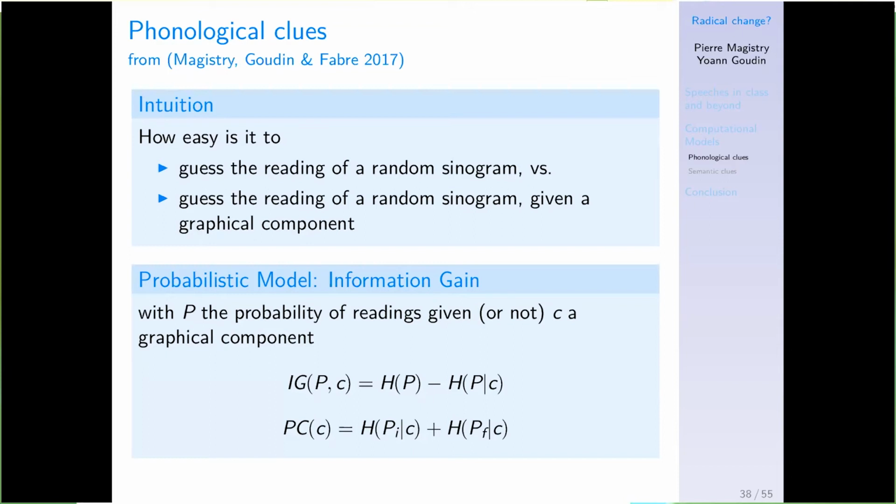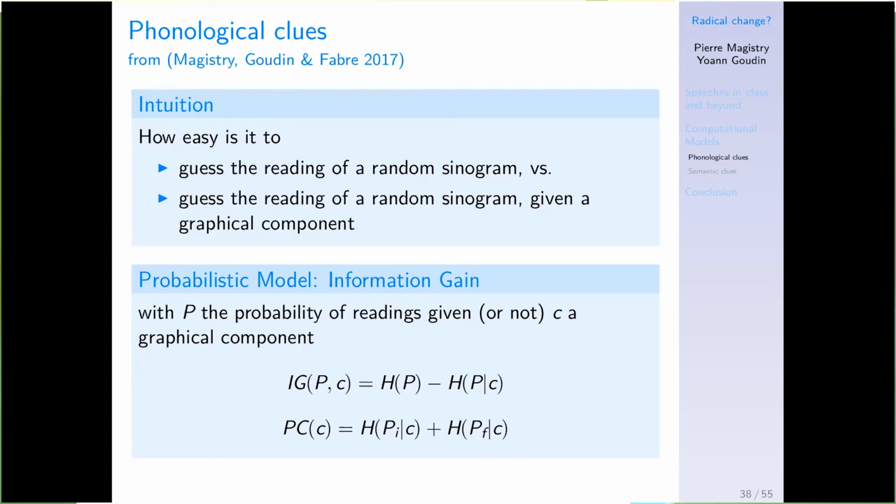The idea is that if a component contributes to the sound, to the reading of the resulting sinogram, then the fact that you know the component is here or not will bring you information on how you should read it. So if I ask you to guess the reading of a sinogram and I don't tell you anything about it, you can only rely on the general distribution of the language. So here, I did all the computation on Mandarin, but you can transpose to other languages.